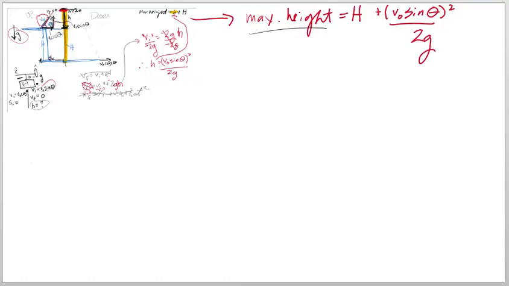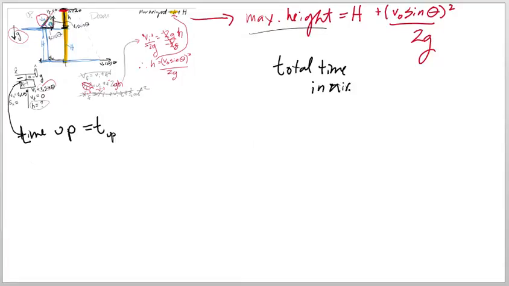Okay, so now, since we found the maximum height this reaches, let's find the other things. Hopefully you can see that. Let's find the time up. I'll write that as T-up. Over here, we're going to find the total time in air, or sometimes you'll see it as airborne. So the total time in air would equal time up plus time down. Let's find the time up first.